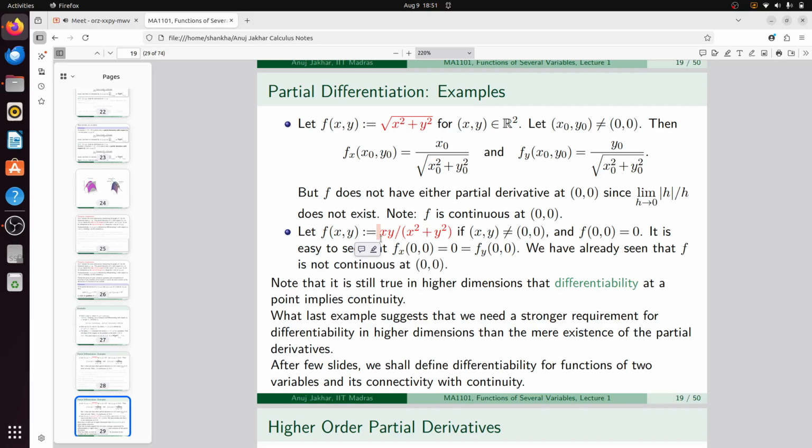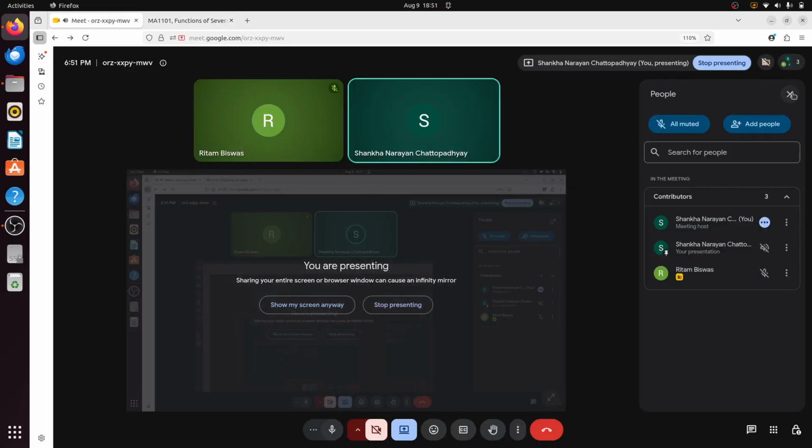But in the two variable case as well, if your function is differentiable, then obviously your function will be continuous. There is no doubt in this. That means in higher dimension also differentiability implies continuity, but partial derivability does not imply continuity. Am I clear? Anybody trying to join? No, there is no one.